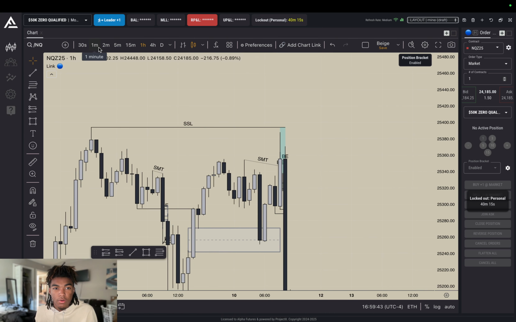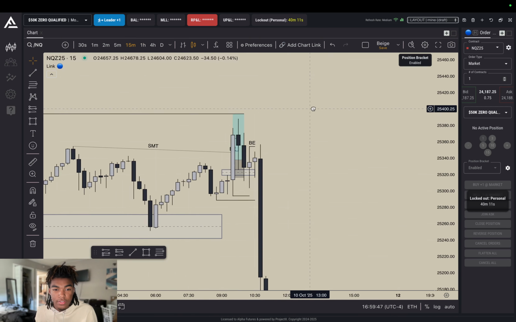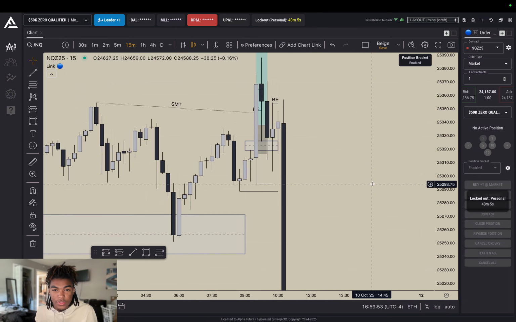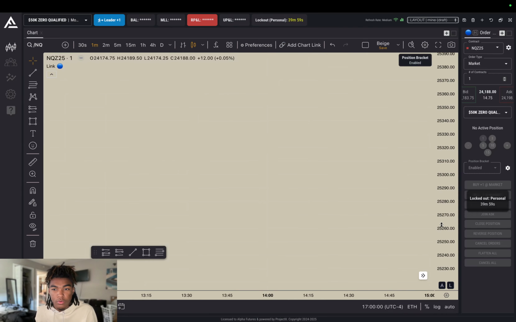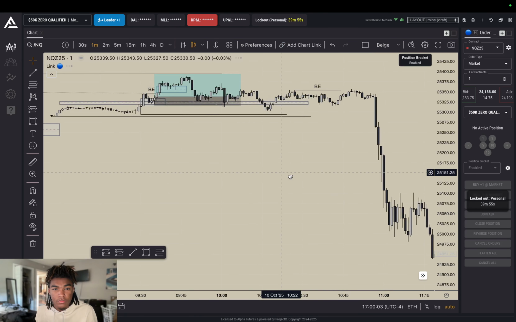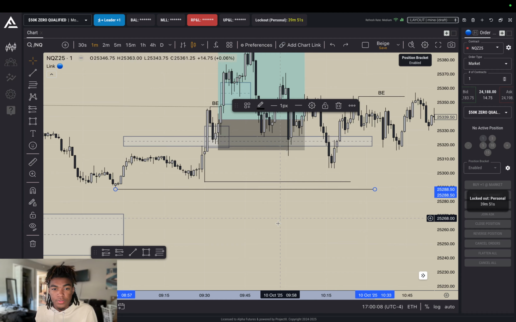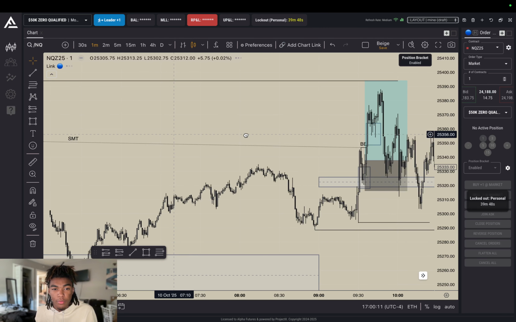And so I was sitting on the 15 minute just to see if we had any imbalances. We had some gaps, a gap right here, but I really wasn't paying too much attention to that. Just waiting for this 15 minute to get inversed, which we did. And so after, okay, when market open happened, we had an SMT of these highs.